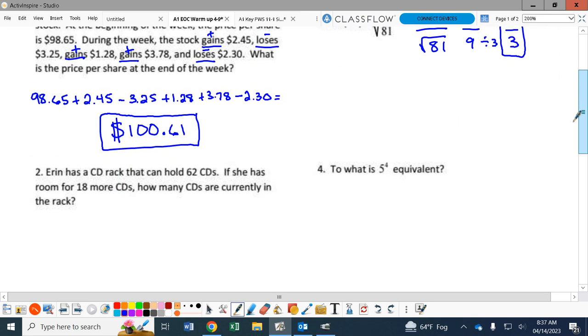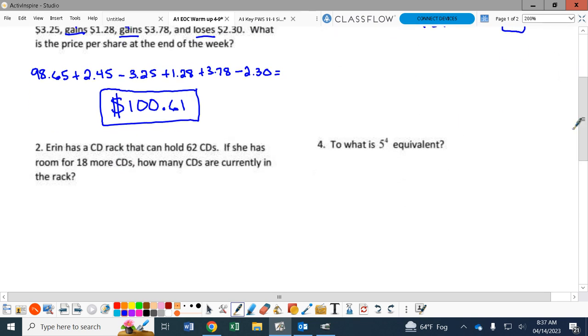It says Aaron has a CD rack that can hold 62 CDs. If she has room for 18 more CDs, how many CDs are currently in the rack? Guys, it's just an equation. They're going to want you to do that. However, they didn't ask for an equation. You can do this with arithmetic. You don't have to write an equation out.